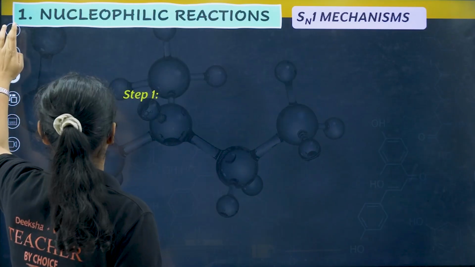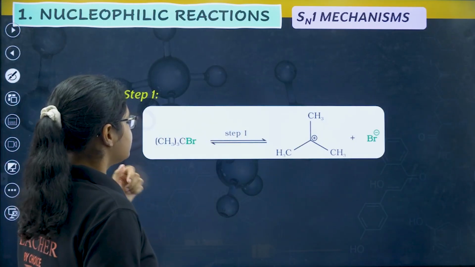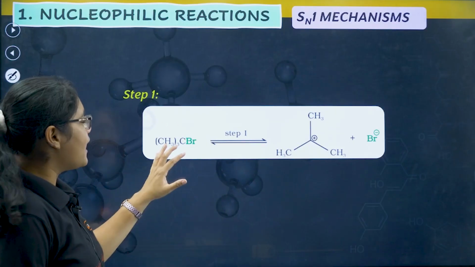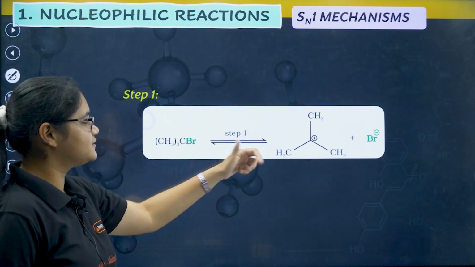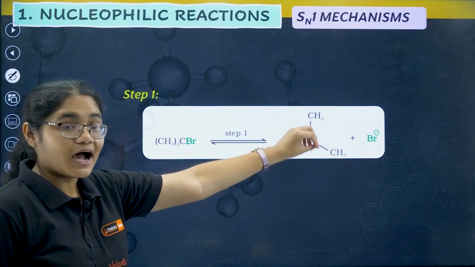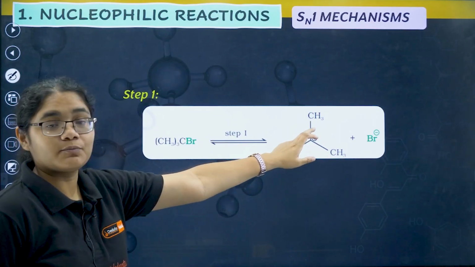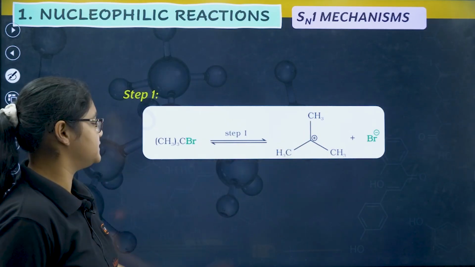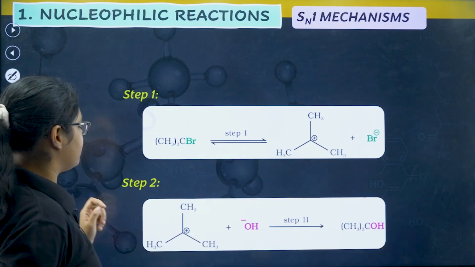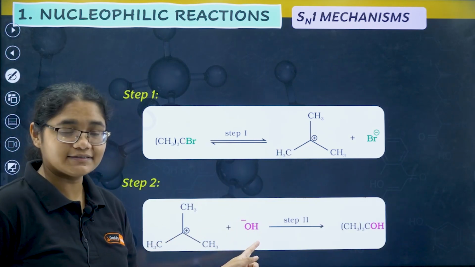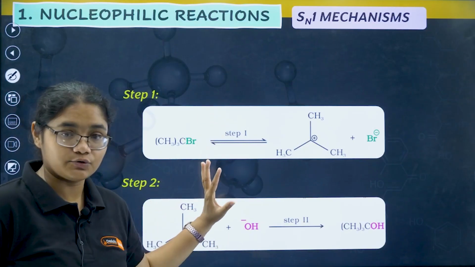Now if we see this reaction, it will be more clear. In the first step, the R and X bond is broken immediately. When the R and X bond is broken, we get a carbocation here. This type of species is called a carbocation. Now in the second step, the nucleophile has come here. You see, in the first step there is no nucleophile.